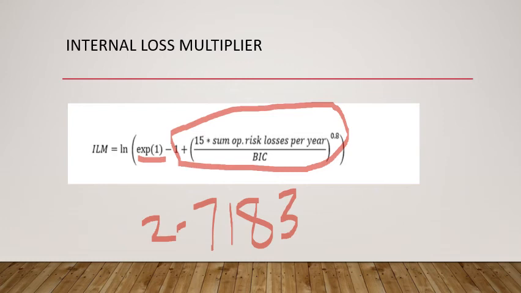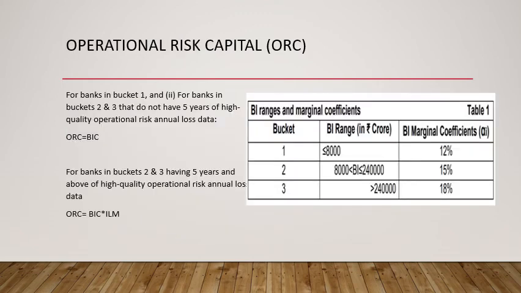So internal loss multiplier has to be calculated in 3 steps: the step 1, the step 2, and then finally finding out the ln of it, which can be done through the ln function in Excel also. You have an inbuilt ln function in Excel. Now that we have understood this, we will arrive at what should be the operational risk capital.